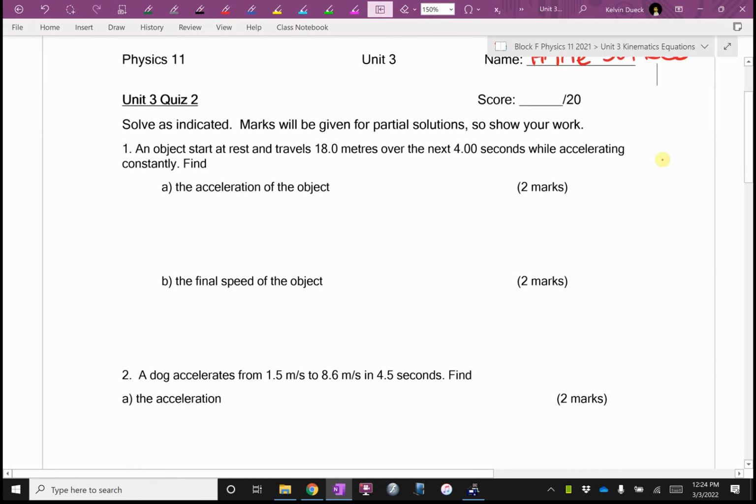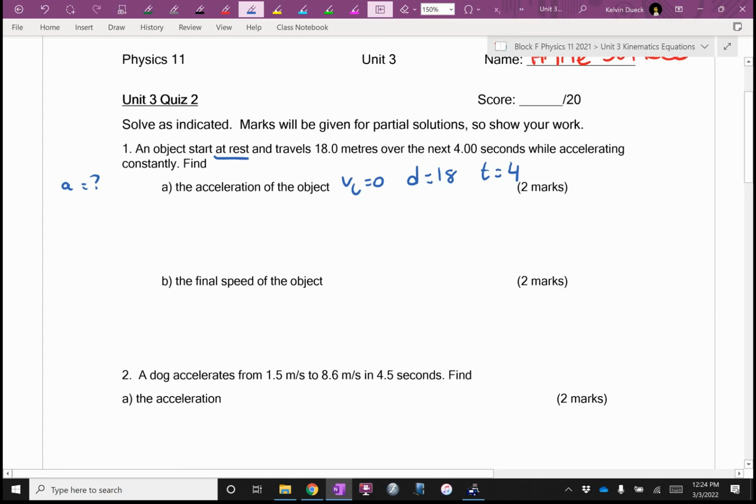So, number 1 says, find the acceleration. I would write down a equals question mark. I noticed it starts at rest, so Vi is 0. It looks like the displacement is 18. It looks like the time is 4 seconds.